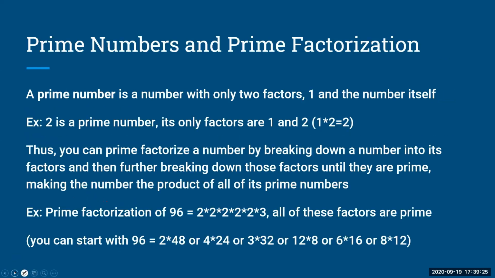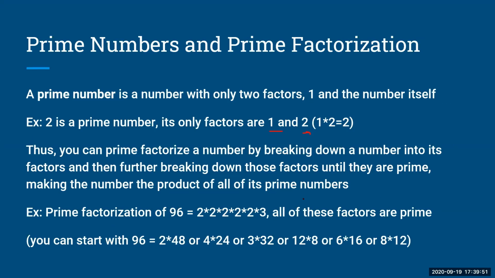Yep. All right, prime numbers and prime factorization. A prime number is a number with only two factors, one and the number itself. For example, 2 is a prime number because 1 and 2 are the only factors of 2. And thus you can prime factorize a number by breaking it down into its factors and then further breaking down those factors until they are prime, making a number the product of all its prime factors.